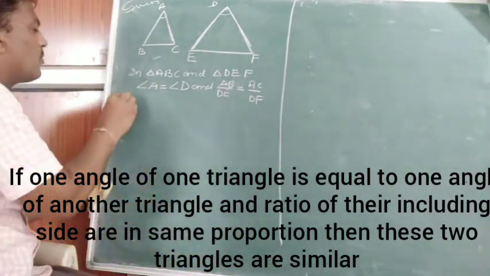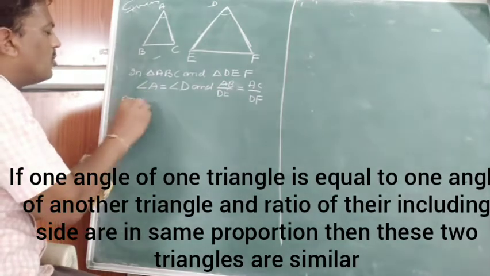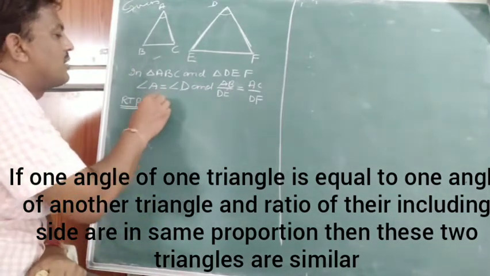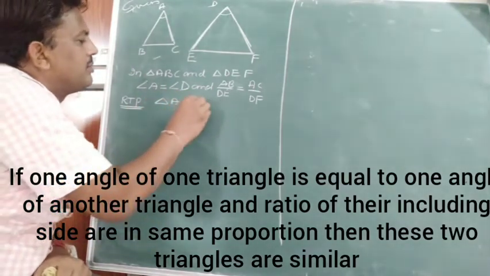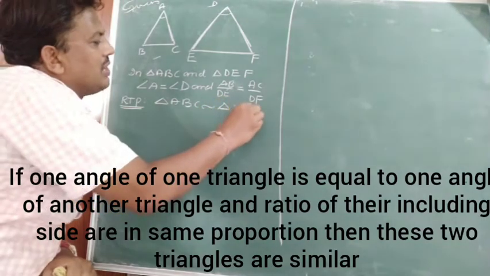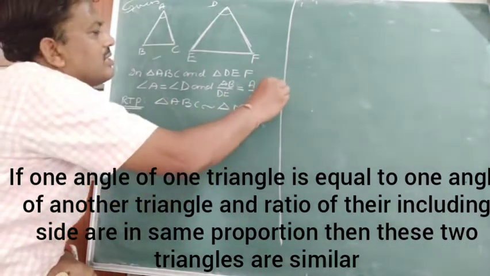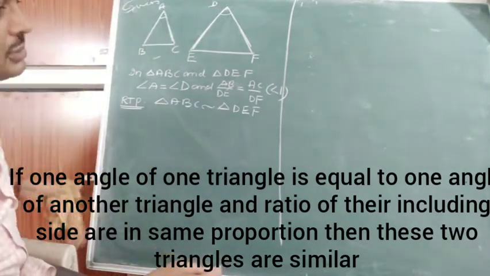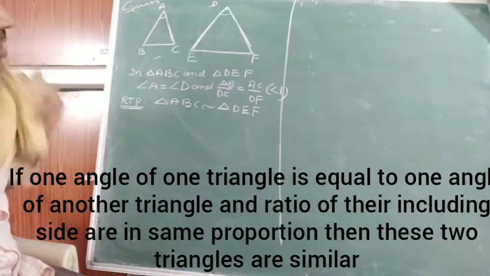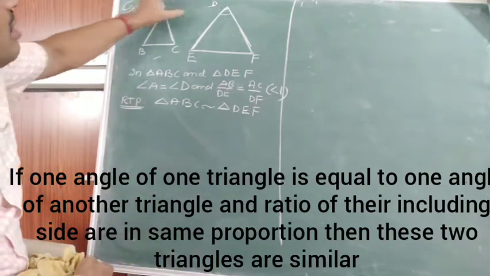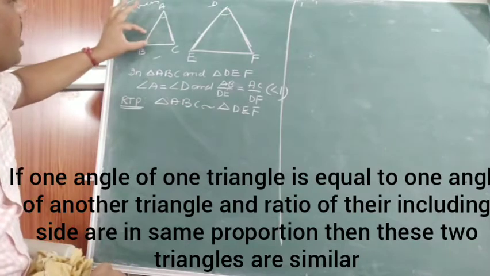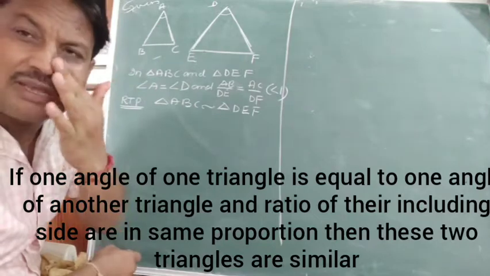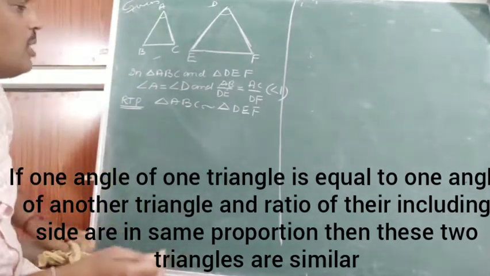And what do we have to prove? Required to prove: these two triangles are similar. So triangle ABC is similar to triangle DEF, children. Here this ratio is less than 1 because AB is smaller compared to DE. Okay, so now how to prove? What do we have to do? Very simple, one angle is equal here. If we are able to prove the remaining two angles equal, automatically it will become similar, children. Is it not? So let's prove.